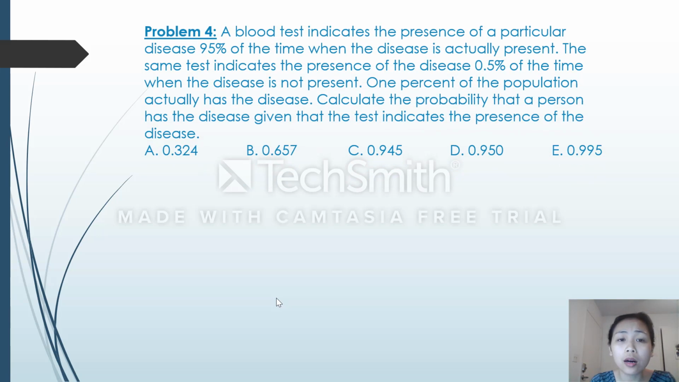Question number 4: a blood test indicates the presence of a particular disease 95% of the time when the disease is actually present. The same test indicates the presence of the disease 0.5% of the time when the disease is not present. So here we are given the probability of a given event, because they said "when" and "when". 1% of the population actually has the disease. Calculate the probability that a person has the disease given the test indicates the presence of the disease.